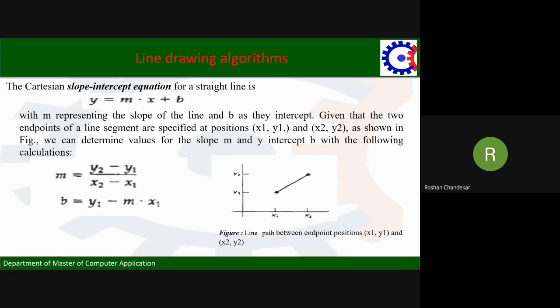Whenever we have to draw a line, the line drawing algorithm requires two points, that is four coordinates. One point is (x1, y1) and the other point is (x2, y2). From point 1 to point 2, the pixels that are generated are highlighted, and we draw what is called a line segment.